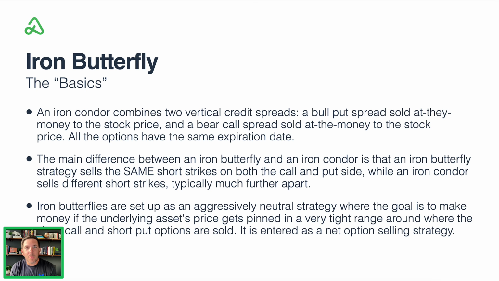Now, I always say that Iron Butterflies are a neutral strategy, but they are kind of an aggressively neutral strategy. What I mean by that is that you're really trying to pin the stock around a price, typically around that price that you're selling those short strikes at. That's usually at the money, right where the stock is trading, but it can be a little bit out of the money on either end. You can kind of tilt or lean those Iron Butterflies a little bit, but it is an aggressive neutral strategy. You make the most amount of money if you pin the stock right around the short strike.